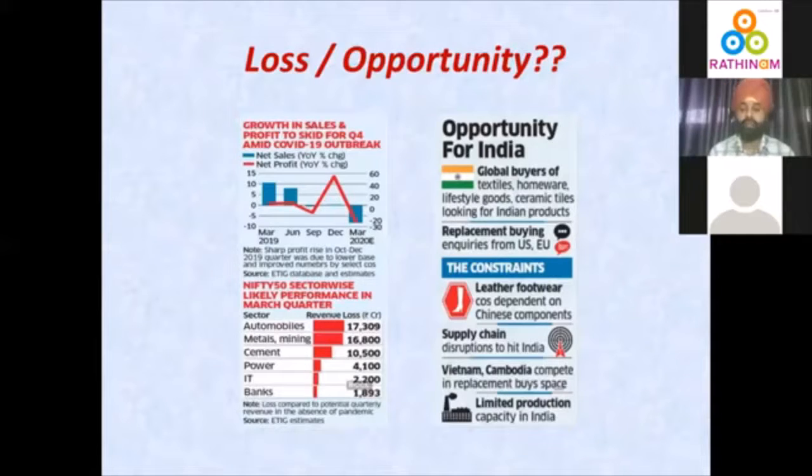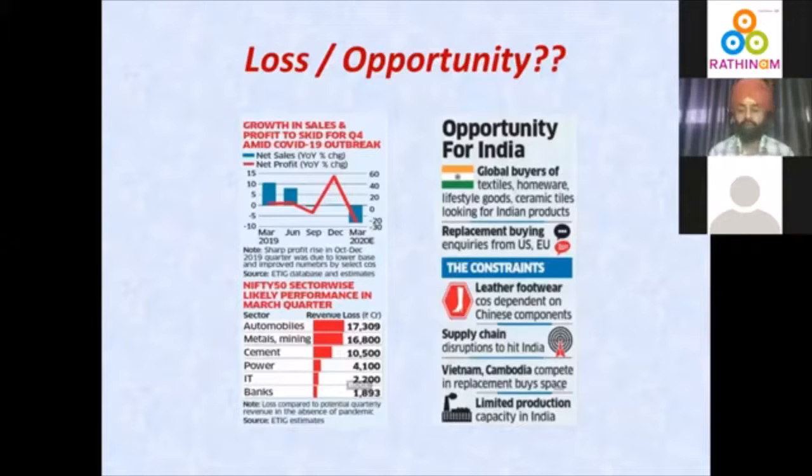So India has an opportunity when it comes to textiles, when it comes to homeware, lifestyle goods. People would be utilizing more of dishwashers with servants not being so easily available. People will be using a lot of washing machines. The white goods will be hugely in demand. And this is an opportunity.